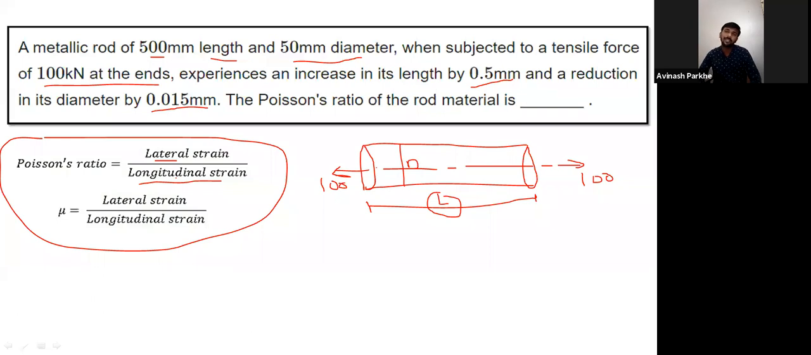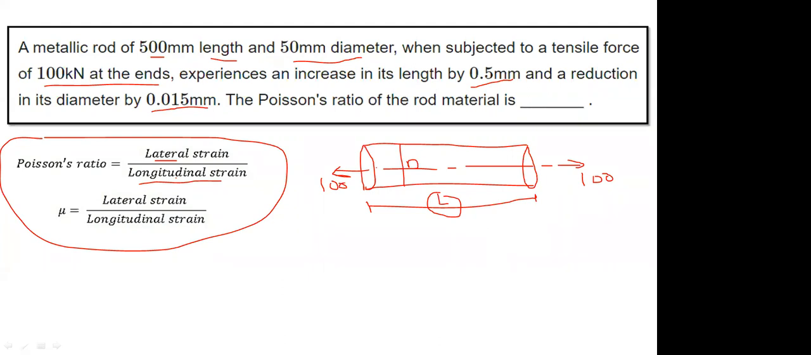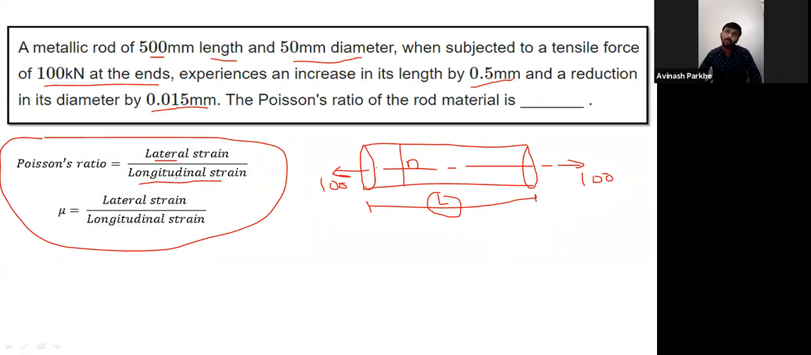Now, out of this, I am asking one question to you. Whether we have to consider the diameter for the lateral strain or whether we have to consider the length for the lateral strain? What is your answer? Yes, diameter we have to consider for the lateral strain, because diameter is in the direction of y, and in that direction, the lateral strain will be developed.